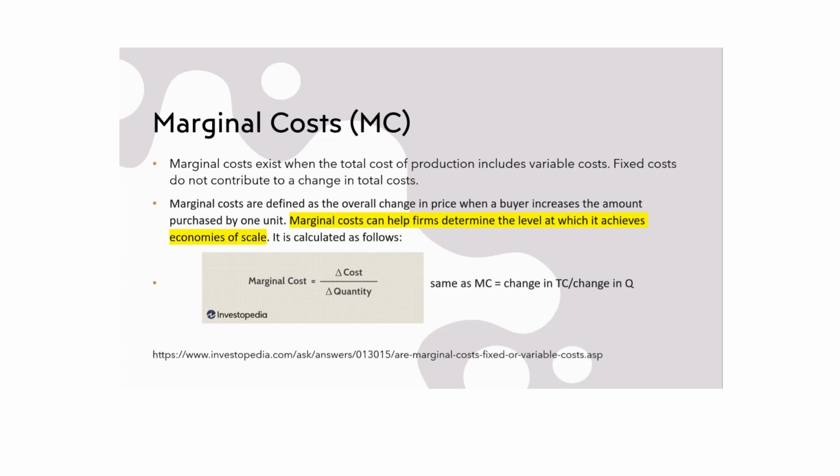Marginal costs are defined as the overall change in price when a buyer increases the amount purchased by one unit. Marginal costs can help firms determine the level at which it achieves economies of scale. It is calculated as follows. Marginal cost equals change in total cost divided by change in quantity.